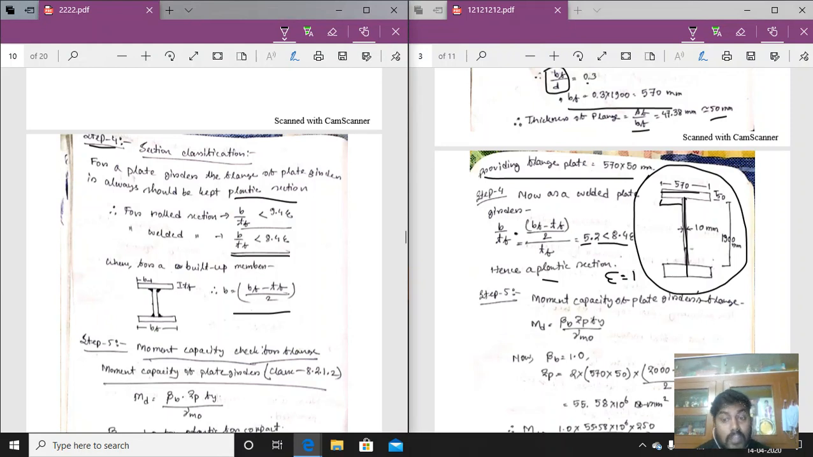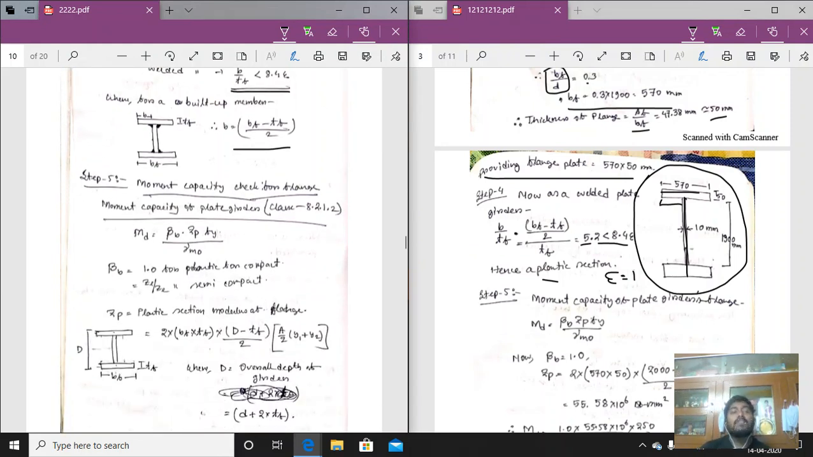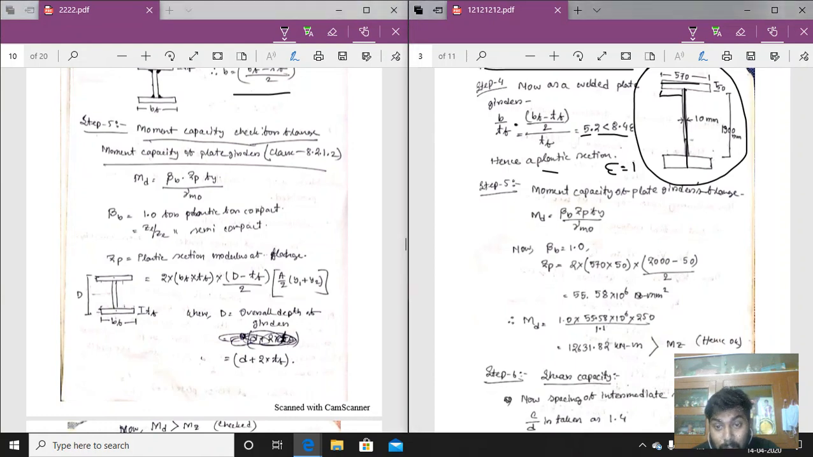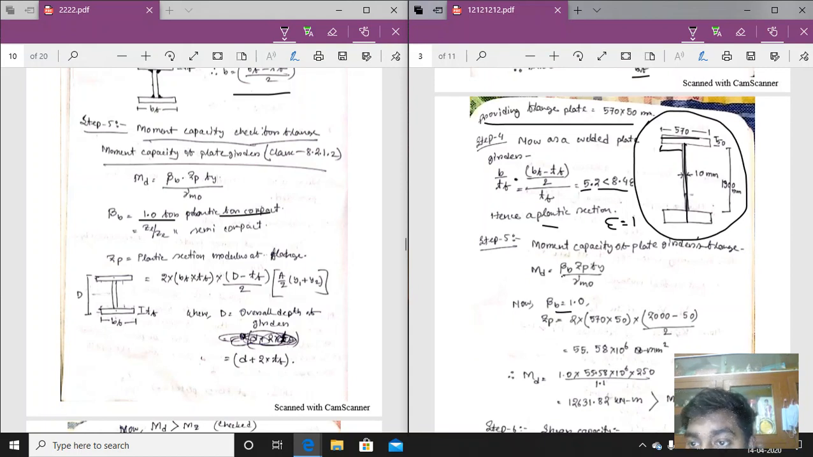Now coming to step number 5, moment capacity. The moment capacity is calculated by clause number 8.2.1.2. First we have to calculate the moment capacity: beta b Zp fy by gamma m0. Beta b is 1.0 for plastic and compact, so putting the value of 1.0, Zp we have to calculate. Plastic section modulus of flange plate only. So this flange plate and this flange plate, the plastic section modulus we have to calculate.